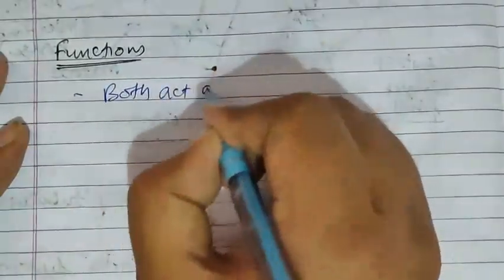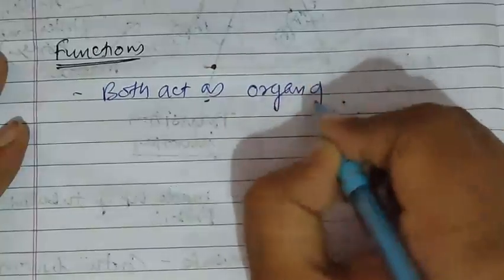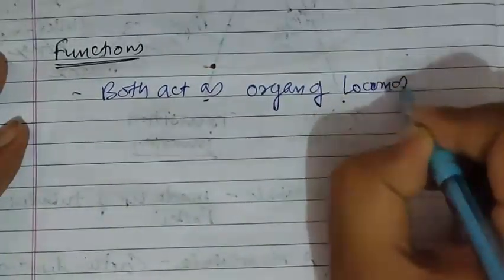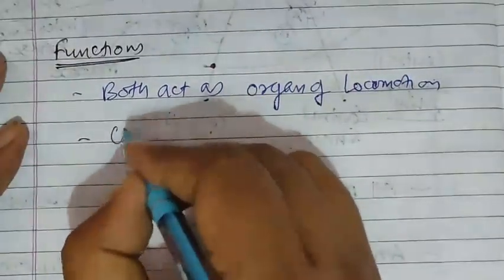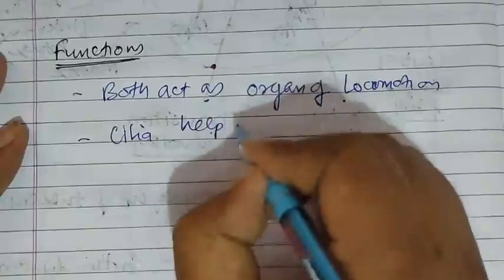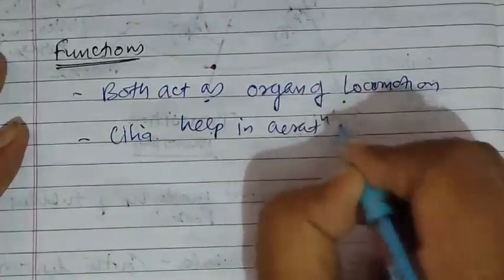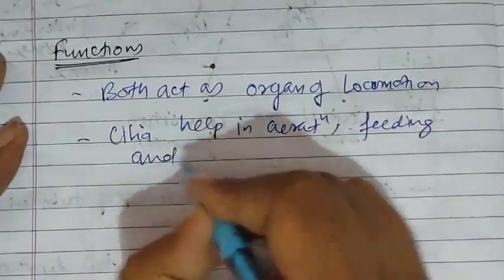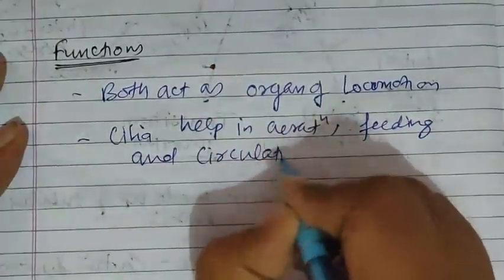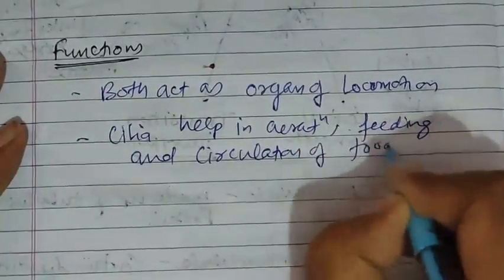Now next we talk about the functions of cilia and flagella. Both act as organs of locomotion. Cilia help in aeration, feeding, and circulation of food also.